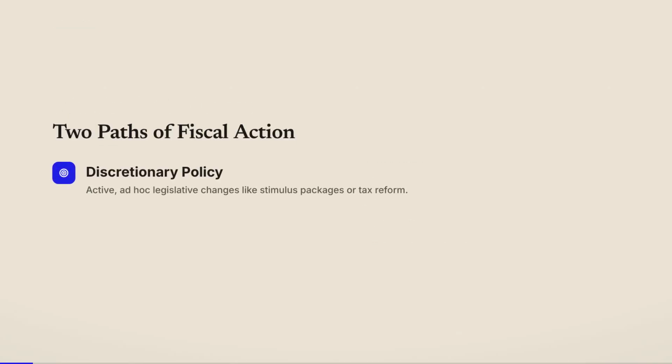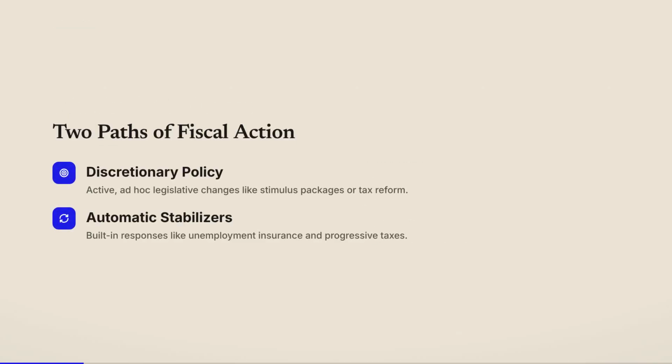Fiscal policy isn't always a slow-moving legislative process. We categorize it into two types. Discretionary policy refers to active, ad hoc changes like a specific stimulus package or a tax cut bill. Conversely, automatic stabilizers are built-in policies that respond to the business cycle without new legislation. For example, when the economy slows down, unemployment benefit payments automatically increase, providing a cushion for consumer spending.